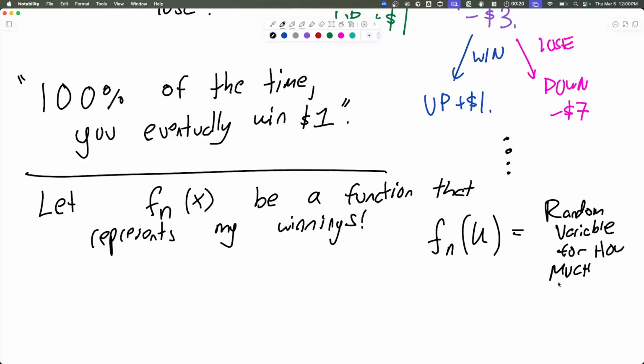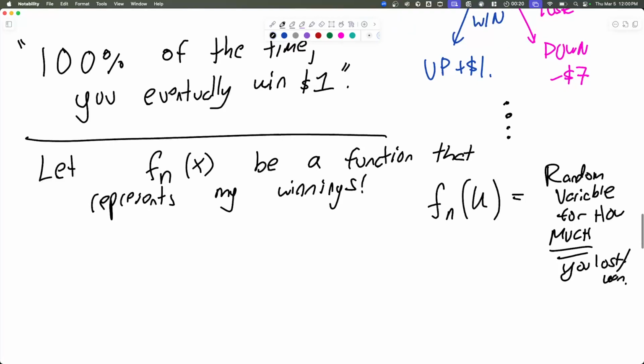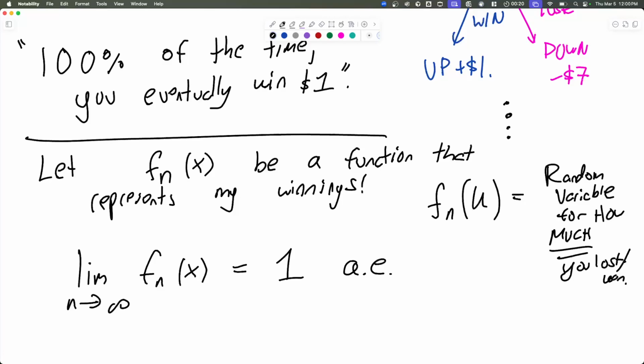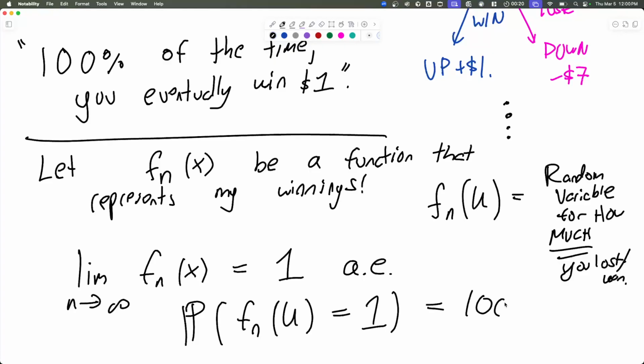How much you lost. Okay, 1. And a mathematical statement that is absolutely true, like no quotes or anything, is that the limit as n goes to infinity of fn of x equals 1 almost everywhere. Like you literally win $1 100% of the time. The probability that fn of u equals 1 equals 100%. And I guess I could specify $1 so that we don't mix up our dollars and probabilities. You always win $1 in the sense that in the limit, you always win $1. Okay, 100% true statement.